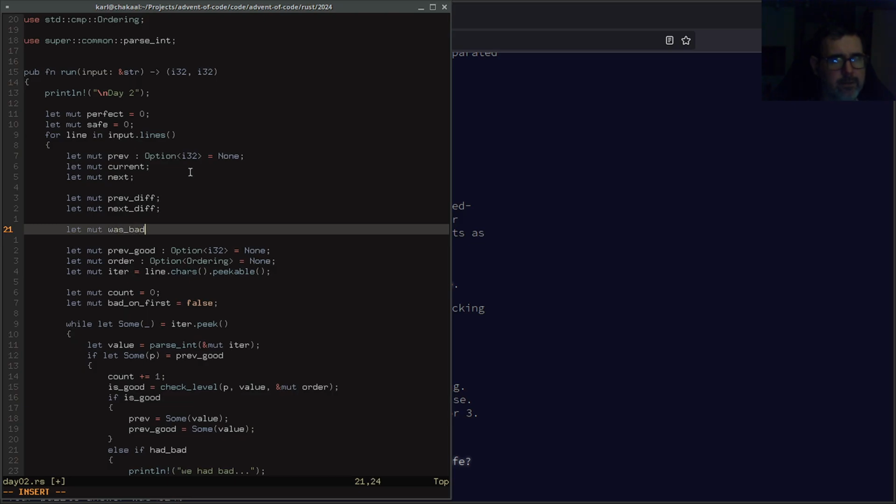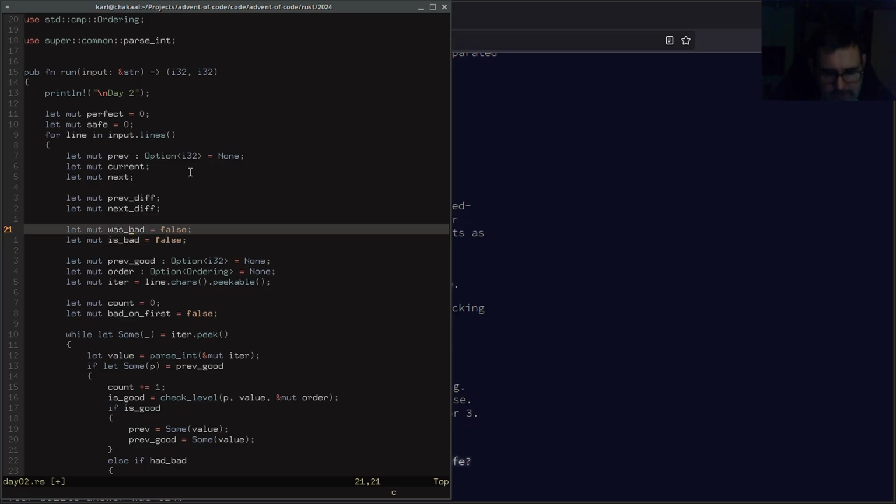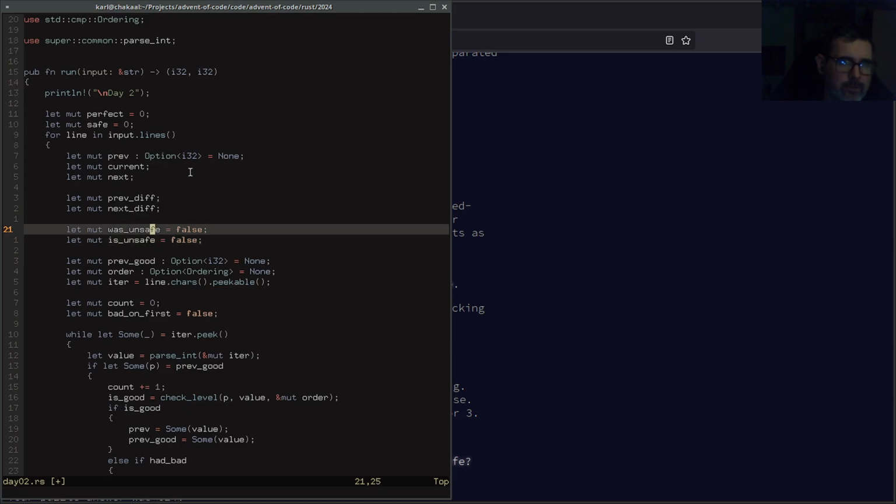Was bad. So, right, we get one bad. So if we are bad, or I guess we could say unsafe. So if we are unsafe and we toss out one of these nodes, that makes us safe. We flip unsafe back to false, and we flip was unsafe back to true. And if we're unsafe again, then we know we're no good. Okay.